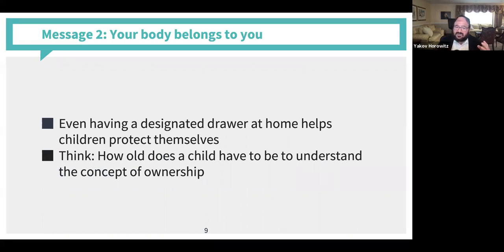Let's do the second one first. Think, how old does a child have to be to understand the concept of ownership? And it's really young, right? A 2-year-old, probably even younger, they understand that their pacifier, their blanket, that stuff belongs to them. They understand that at a very, very young age. So what you're really training them to say is that they belong to them.